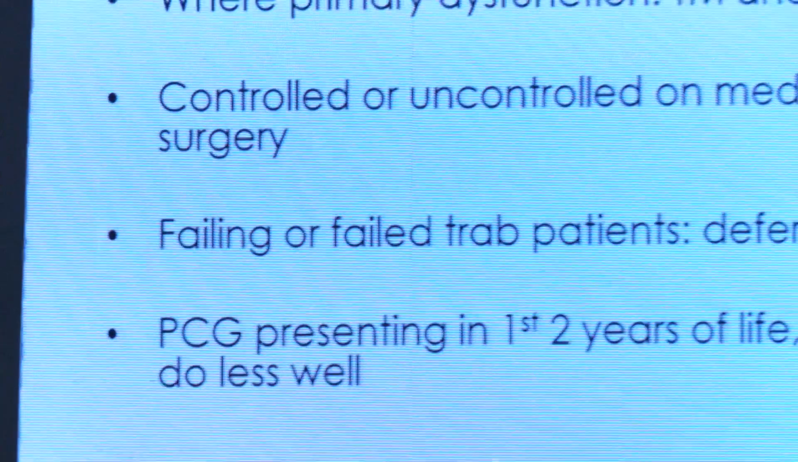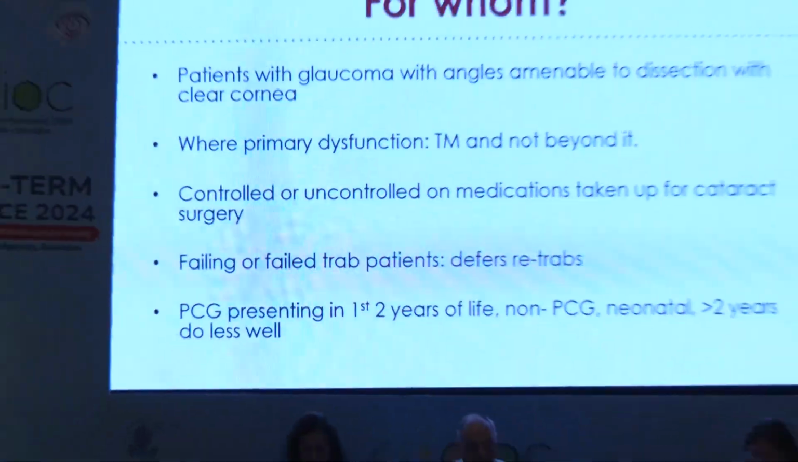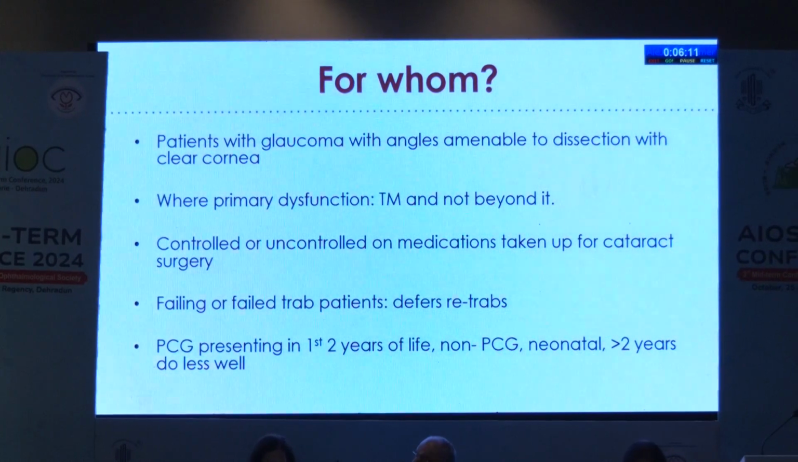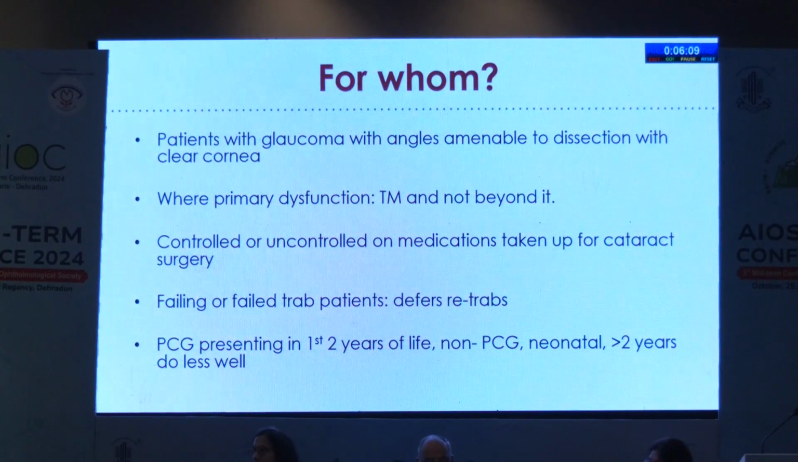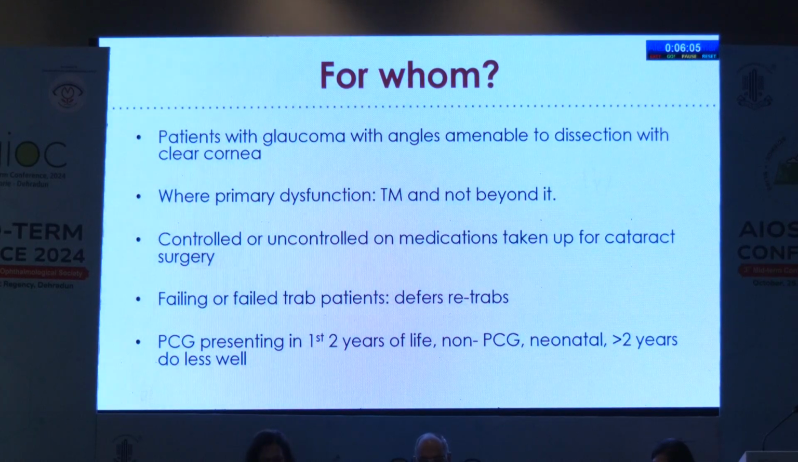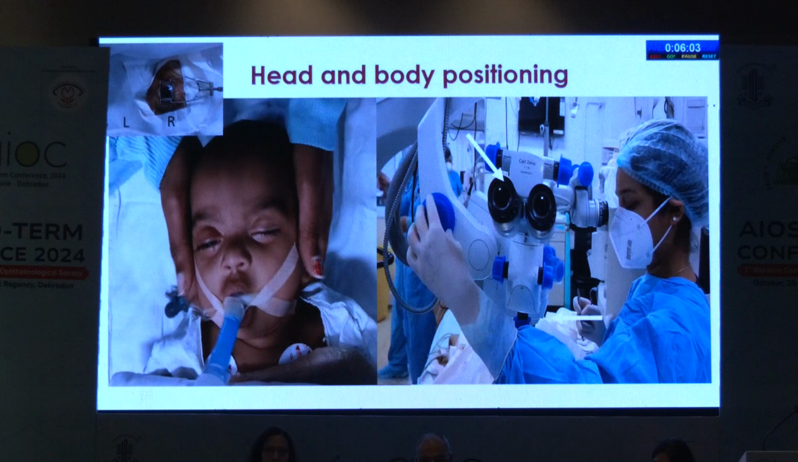So patients with glaucoma should have angles amenable to dissection with clear cornea, and the primary dysfunction should be at the level of the trabecular meshwork. If you're expecting collector channel dysfunction, then better not to perform this surgery. The patient should not be a very high IOP patient. They should be controlled or borderline controlled on medications. We can also do the surgery in failing or failed trab patients and in primary congenital glaucoma patients.